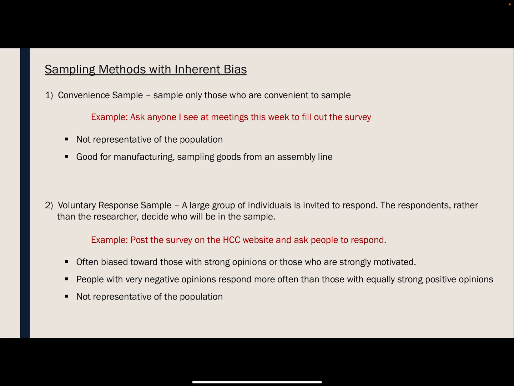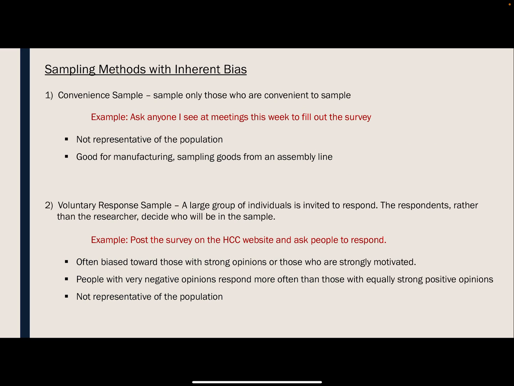And you have all seen this. Every time an app asks you to rate it, every time you go online and you go to purchase something and they want you to fill out a survey or whatever, that's a voluntary response sample. It's when a large group of individuals is invited to respond to a sample. So an example for my scenario would be if I posted on the HCC website for any faculty to respond to my survey.